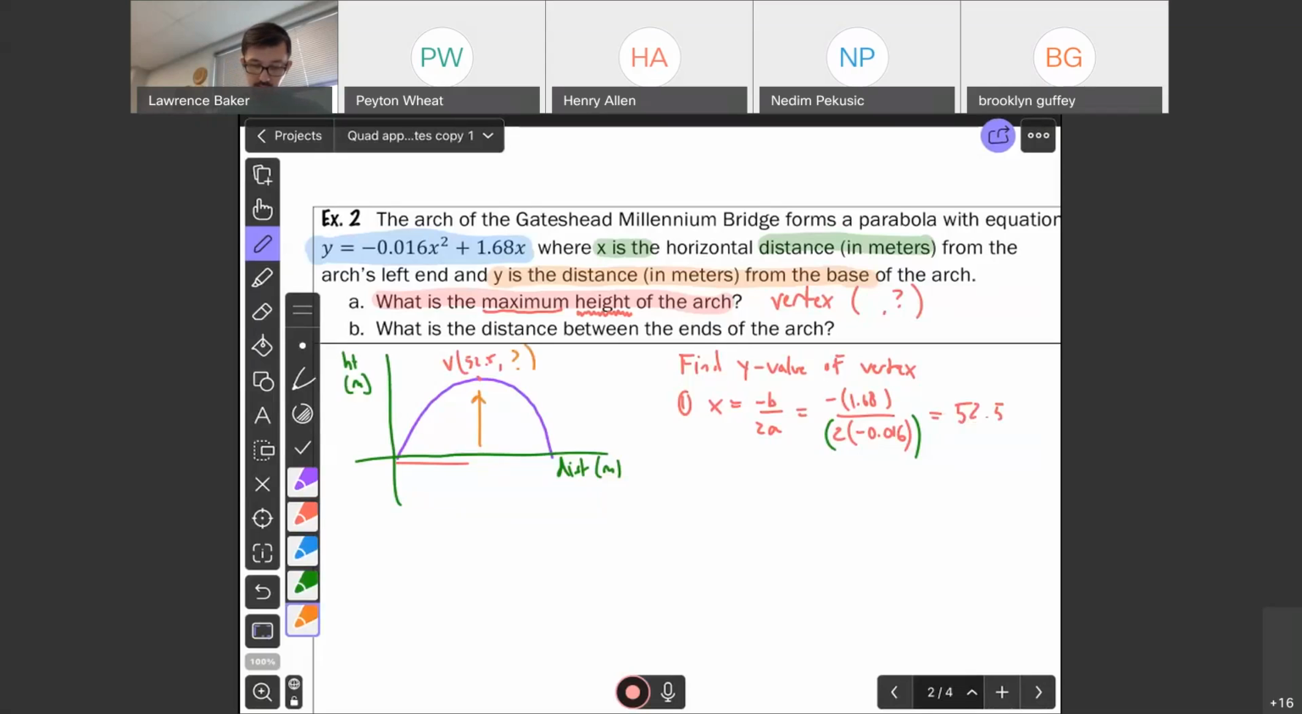So let's plug that in. All right, step 2. So f of 52.5 is negative 0.016 times 52.5 squared plus 1.68 times 52.5. Good Lord. Okay.